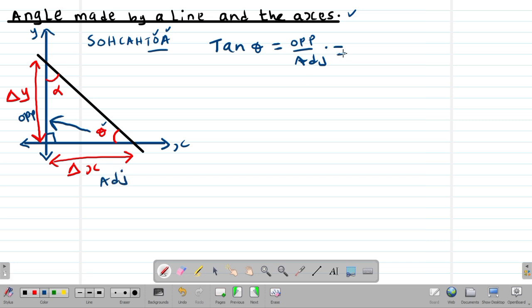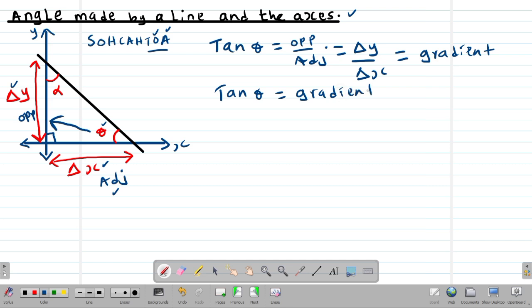Therefore, the tan of theta will be given by the opposite side, which is represented by the change in y, divided by the adjacent side, which is represented by the change in x. But remember that we said that the change in y over change in x usually gives us the gradient. It gives us the slope or the gradient of a given line. Therefore, this implies that the tan of theta will be equal to the gradient of that particular line, where theta is the angle made by the line with the x-axis.